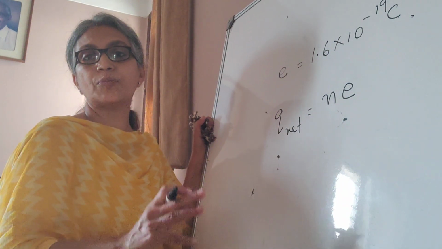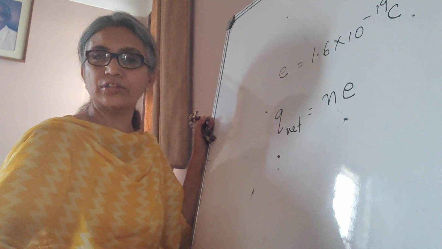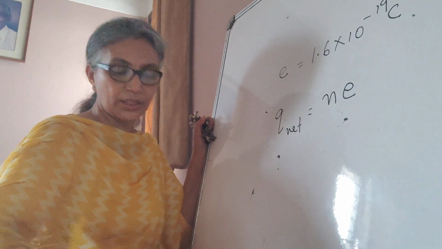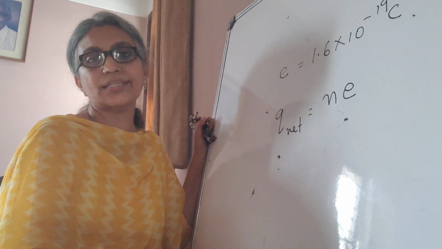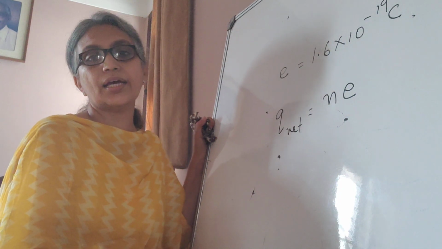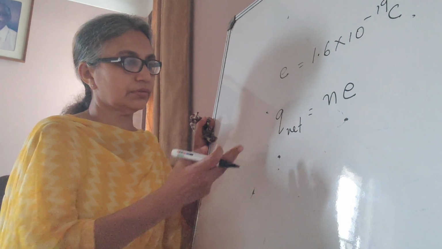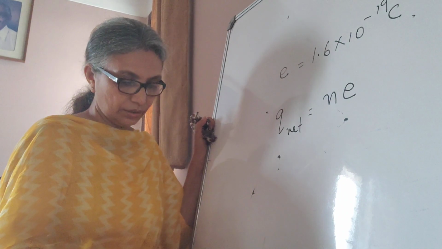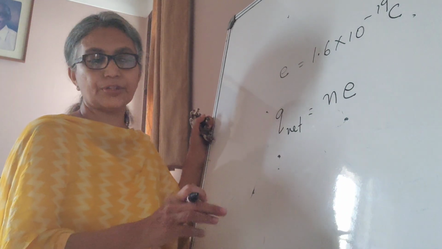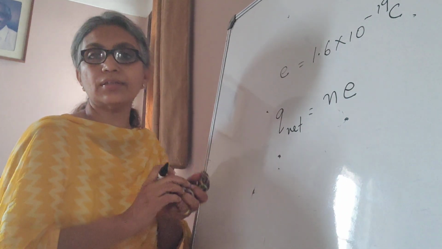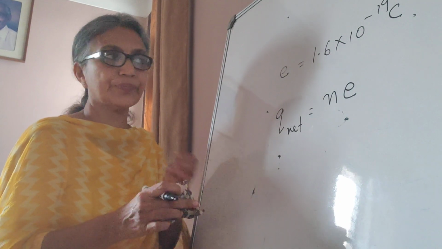So these are the basic properties of electric charges. We have discussed three of them: additivity of charges, the second one is conservation of charges, and the third one being quantization of charges. Okay. We now go on to the next topic, that is Coulomb's law.